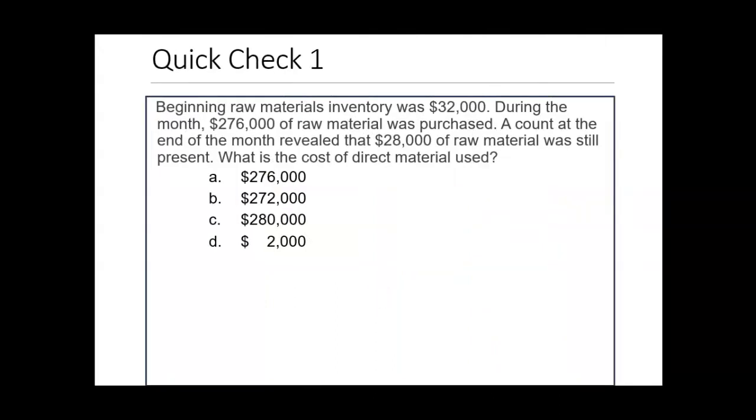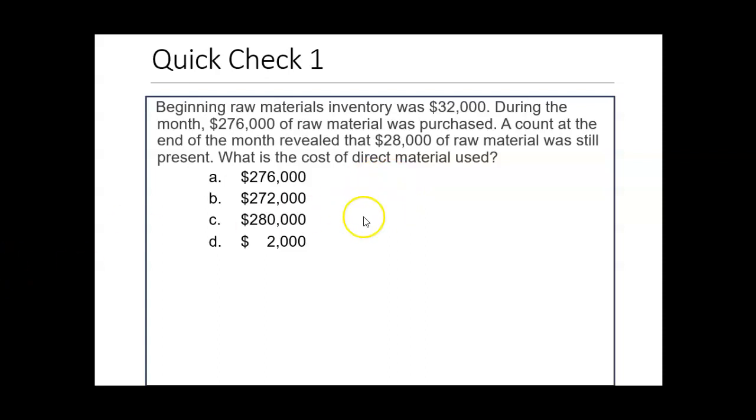So let's try a few examples to make sure we understand the cost flow system and how to calculate these different costs. Beginning raw material was $32,000. During the year, we purchased raw material for $276,000. Account at the end revealed $28,000 of raw material was still present. What is the cost of the direct material that was used?